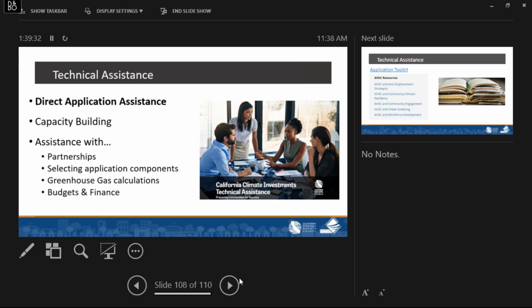And then outside of the application period, the technical assistance also focuses on capacity building. So if your project isn't ready for this round, but you maybe have 1 or 2 or a whole bunch of projects that you're thinking about for future rounds, our technical assistance providers can help with that. They are really great at helping to form the required partnerships for application, helping to select a competitive application scope, those different components that you need, greenhouse gas calculations, and budgets and finance, helping you work all that out.